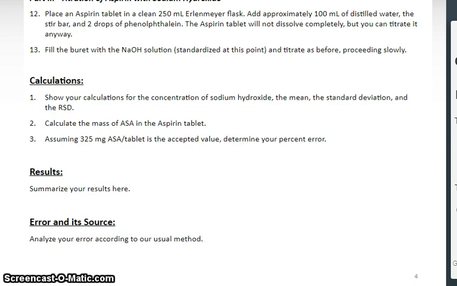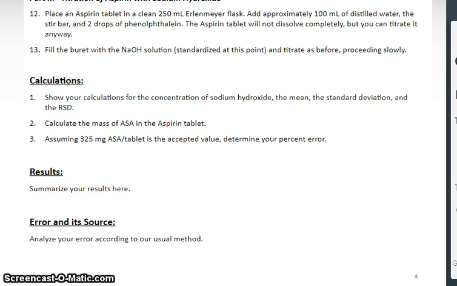Titration of aspirin with sodium hydroxide. Part 2. Place an aspirin tablet in a clean 250 milliliter Erlenmeyer flask. Add approximately 100 milliliters of distilled water, the stir bar and 2 drops of phenolphthalein. The aspirin tablet will not dissolve completely, but you can titrate it anyway. Fill the burette with the sodium hydroxide solution and titrate as before, proceeding slowly. Then you do the calculations.